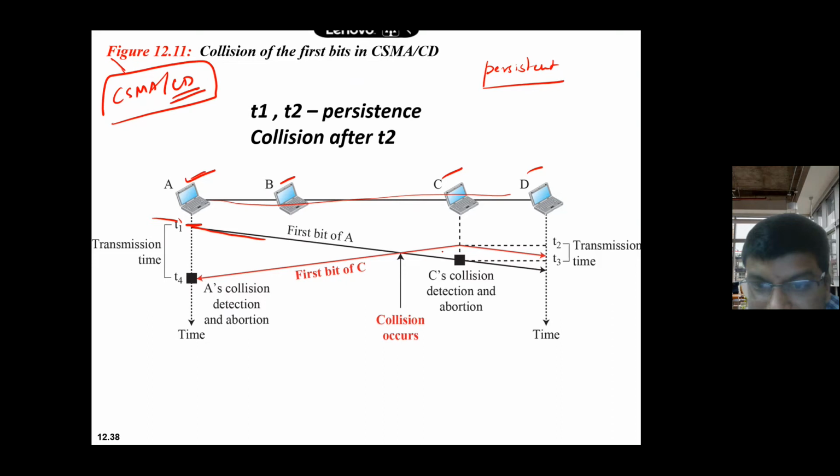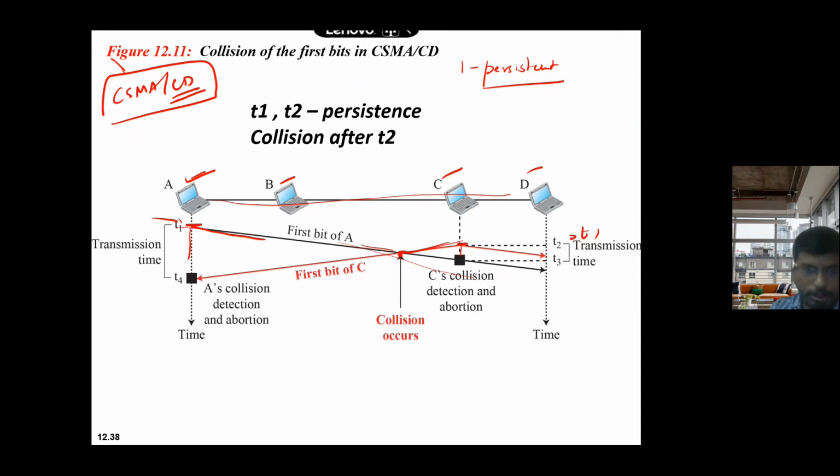Now station C, at time T2. T2 is greater than T1, but the first bit has not yet propagated to it, so it is in the vulnerable time. He senses the medium to be idle and starts transmitting. Let's say we use one persistent. So now the first bit of A and the first bit of C got collided at some point, and this collided signal keeps propagating.